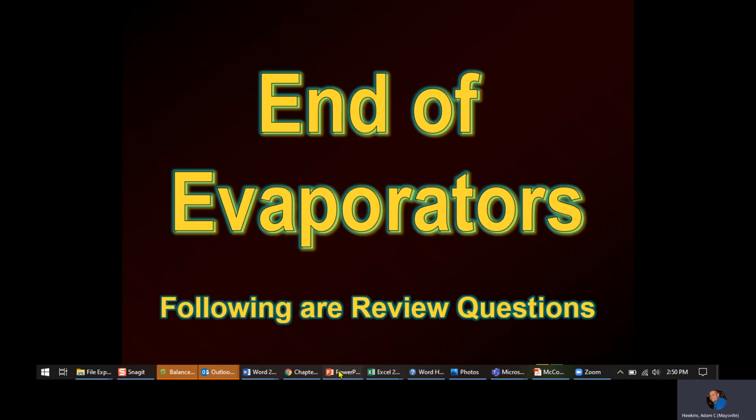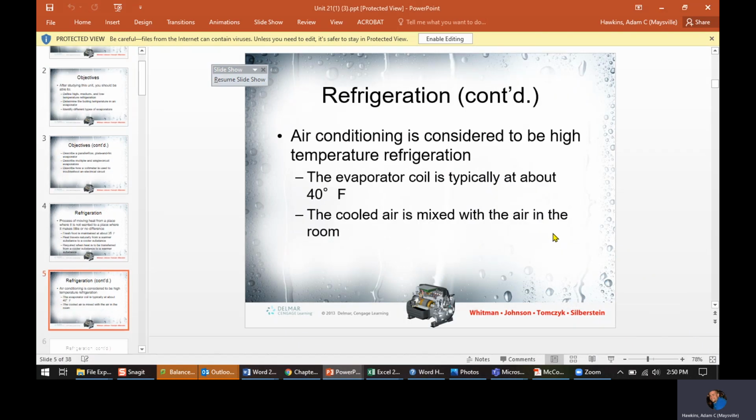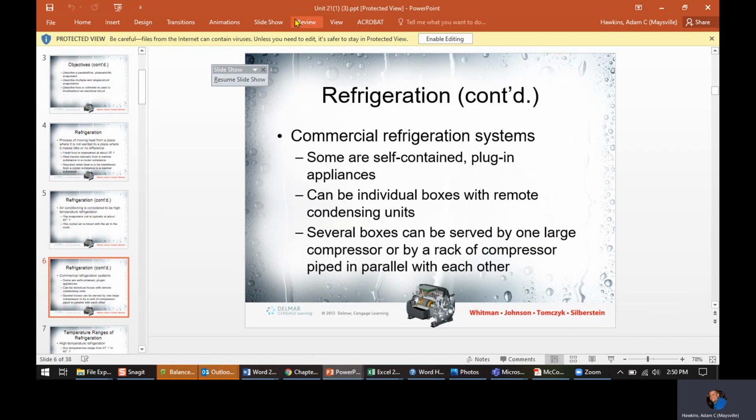All right, so I want to pull this other one up here real quick and just glance through that and see if there's anything else I want to pull out.